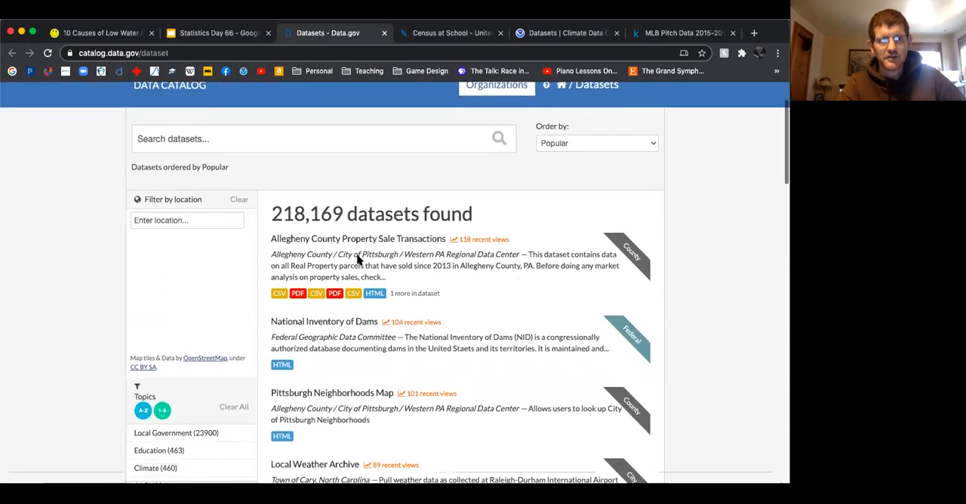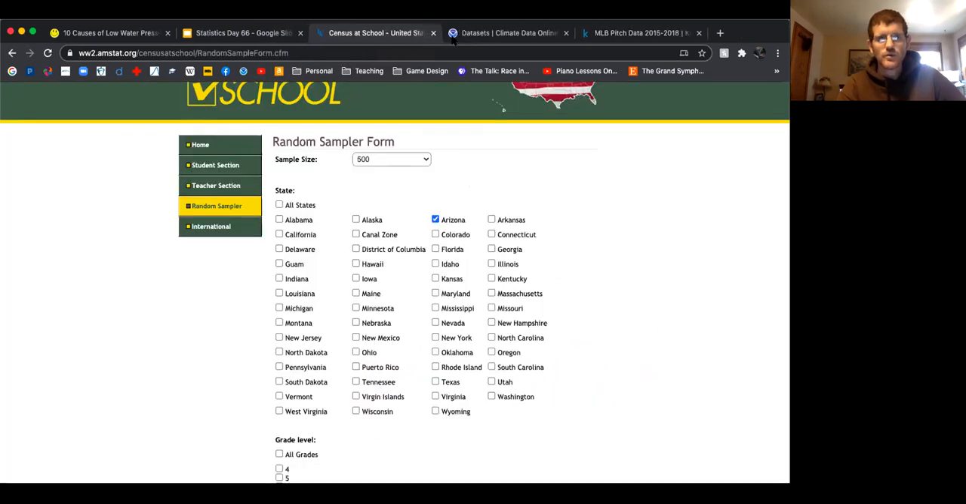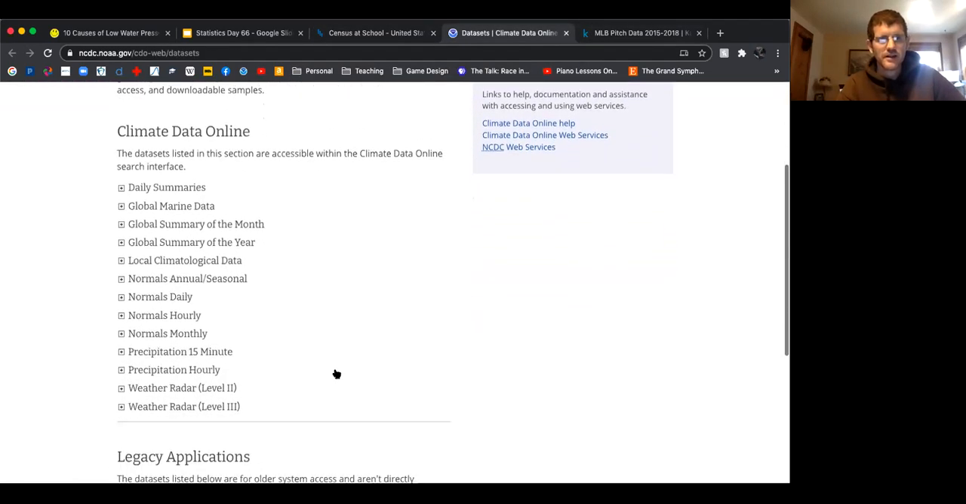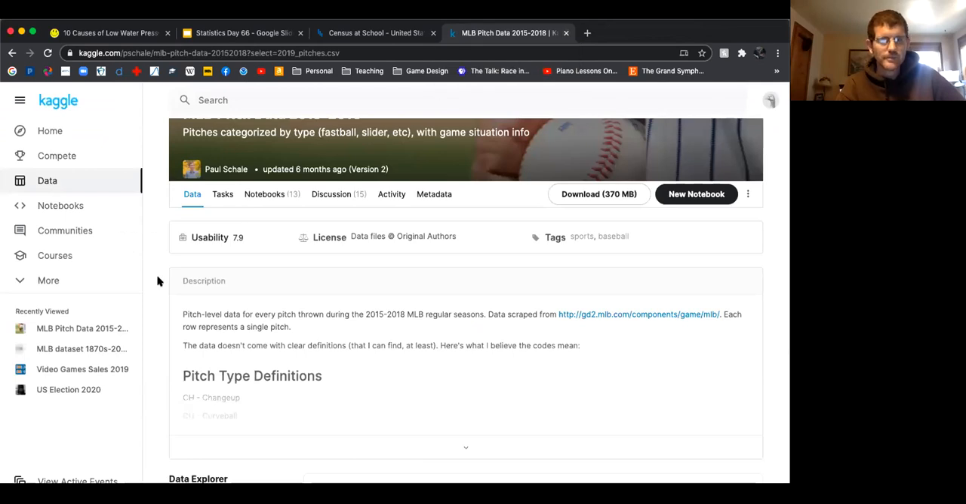Here's data.gov. You can see all of these data sets found. Census at School. This one, I'm going to come back to this one. That's more a National Climatic Data Center. But notice that, if you're going in that sort of global warming or climate change or other directions related to weather, you can see all kinds of different options. All right, I'm not trying to get too much into the weeds here.